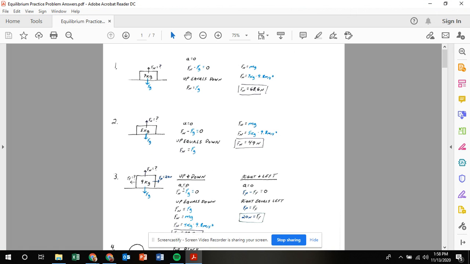We're going to be taking a look at problems 1, 2, 3, and 4 on the equilibrium practice problems. In number 1, this object, 7 kilograms, is not moving at all. Upward, we're going to have the normal force. Downward, we're going to have the force of gravity.